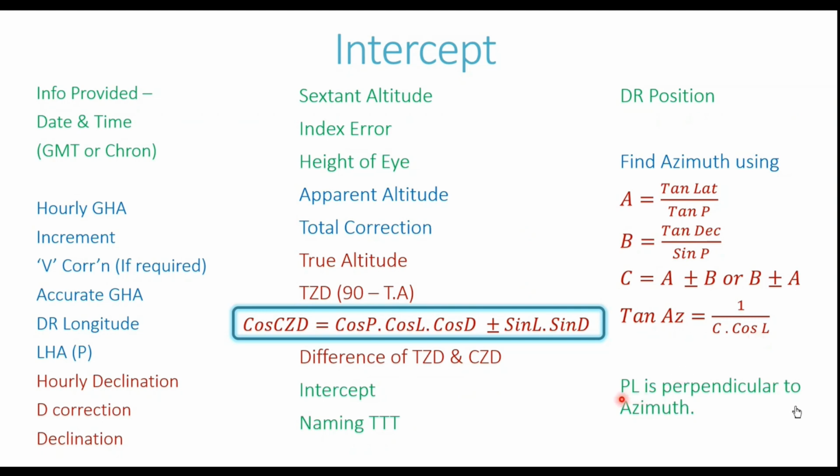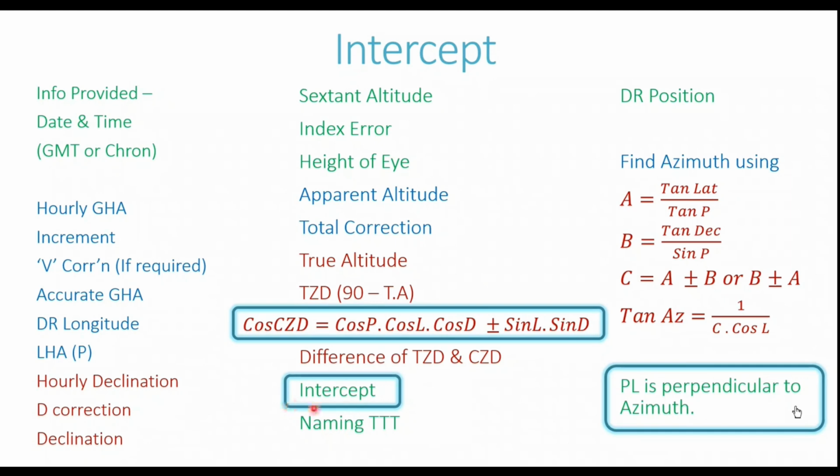Once the azimuth is obtained, the position line is perpendicular to the azimuth of the body. So these are the two items which we require. One is the direction of the PL, and second is the intercept. Once we have these two known to us, we are able to plot this position line on the chart or on our answer sheet in a plotting question. And the question is solved.